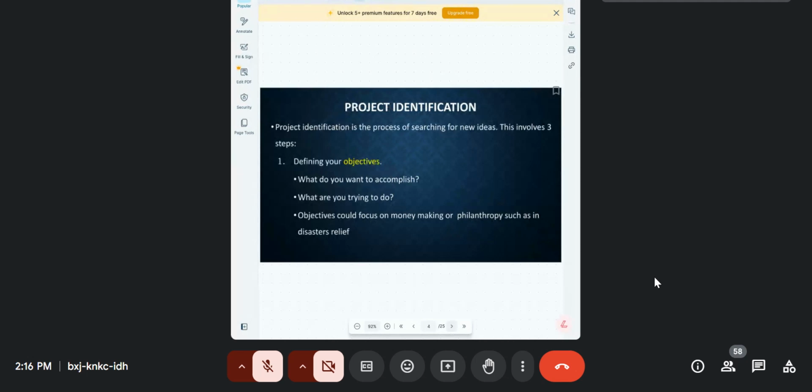Project identification is the process of searching for new ideas, and this involves 3 steps. So for us first to identify new ideas, first we have to have an objective. We have to define what we want to accomplish or what we are trying to do. So objectives can focus on money or it can be philanthropy, such as disaster relief.